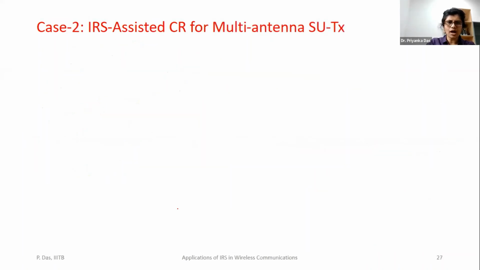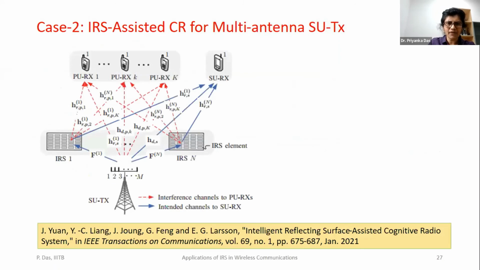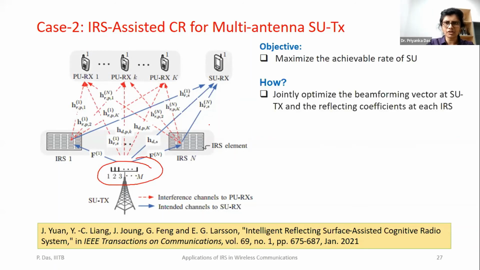You have a case too that is already in the paper where they talk about a very complicated setup. You have a lot of primary users and a lot of IRS elements, not only one, N IRS elements. You think of a scenario where IRS are there to help the secondary, and there are multiple links. The red link is the interference link, and the blue link is the communication link. This is my secondary receiver. And they did a joint beamforming transmitter and IRS reflection coefficient adjustment in order to maximize the rate at the SU receiver.